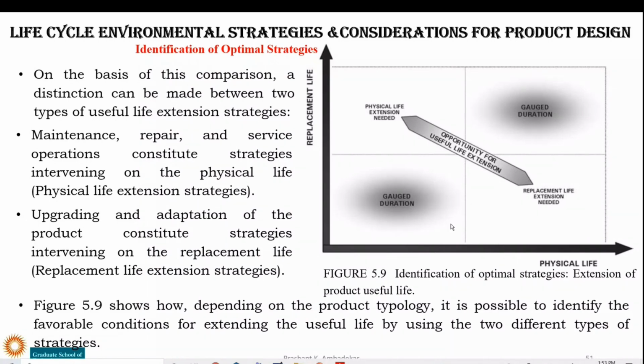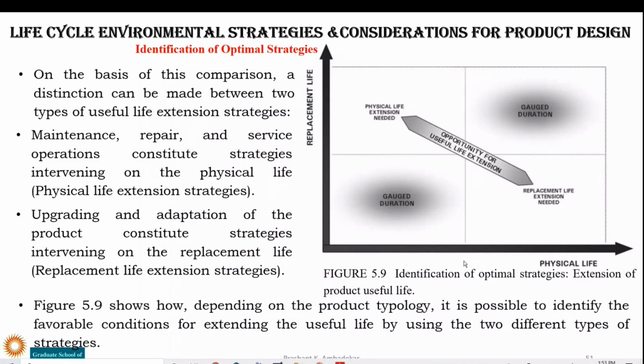Now consider this quadrant. What does it say? It says that the gauged duration means it has anticipated that the physical life of the product will be only, say, 10 years, and its replacement life is also 10 years. I will reduce the span just for understanding the example. Let us consider a garment, maybe a shirt, or jeans. For example, the life of jeans, let us take 3 years.